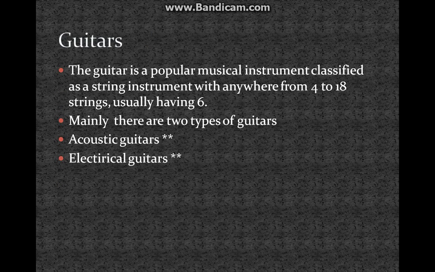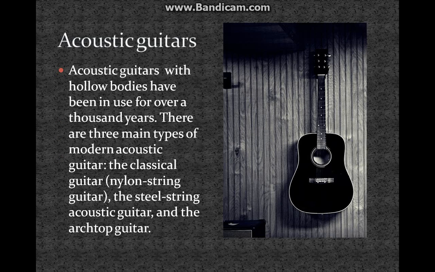Guitars. The guitar is a popular musical instrument classified as a string instrument with anywhere from 4 to 18 strings, usually having 6. Mainly, there are two types of guitars, acoustic guitars and electric guitars. The guitar has been around for 1000 years and is still prominent in modern music. The guitar is not a complicated instrument. There is still a lot of physics behind the process of making sounds from a string.